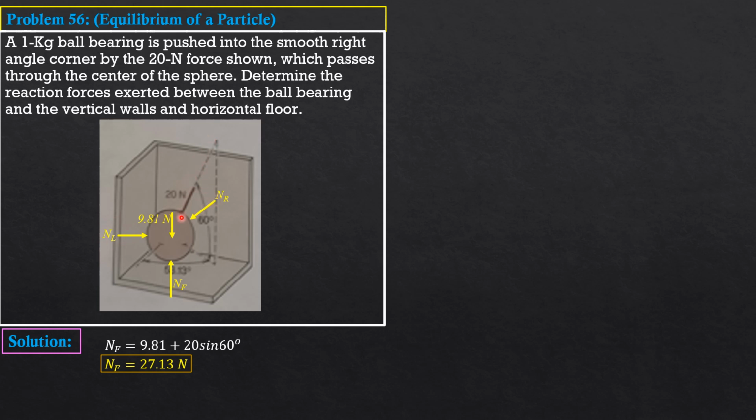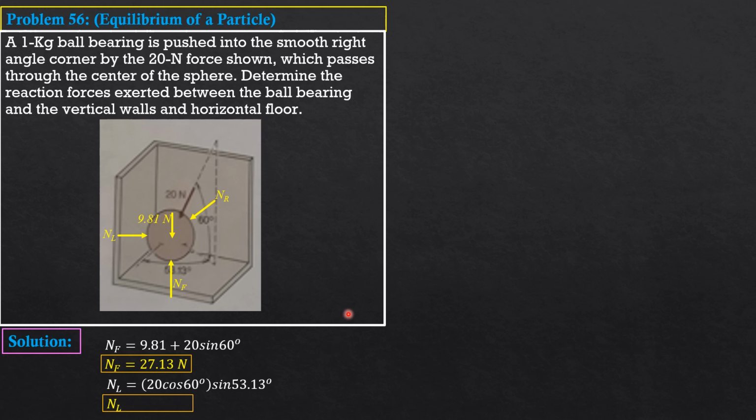But before that, we first compute the component of this 20 Newton force parallel to the floor, and that is 20 times cosine of 60 degrees. So it is pushing the ball backward and leftward. Then after we compute the component of the 20 Newton force parallel to the floor, we multiply it further by sine of 53.13 degrees, this angle here, so that we can compute NL. So NL is equal to 20 cosine of 60 degrees, this component here, then multiply further by sine 53.13 degrees.